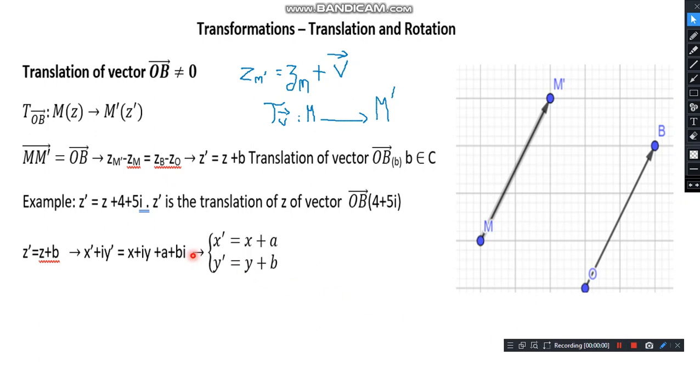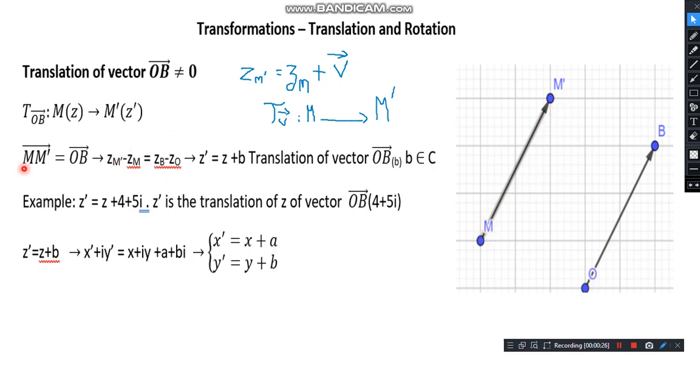Hi students, our study today in transformation is about translation and rotation. What is a translation? We say we have a translation of point M according to a vector. Suppose here we have a vector OB or AB, whatever. So I have a point M, I want to translate it to have another point M prime, so that vector MM prime will be vector OB.